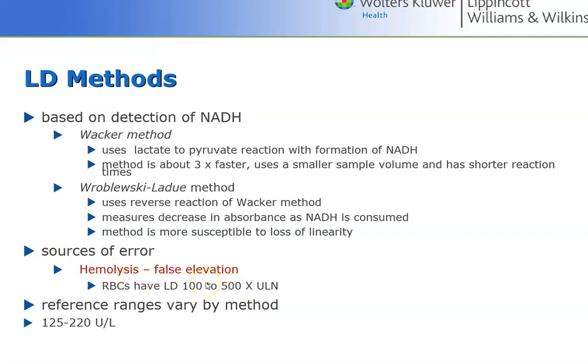remember, hemolysis can really increase this, because red cells have 100 to 500 times the upper limits of normal in them than what we normally see in the plasma. So if there's any degree of hemolysis, it's going to send this through the roof.